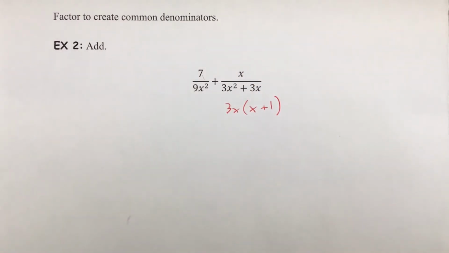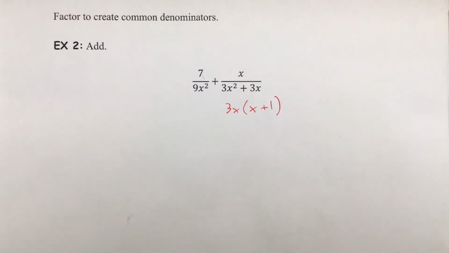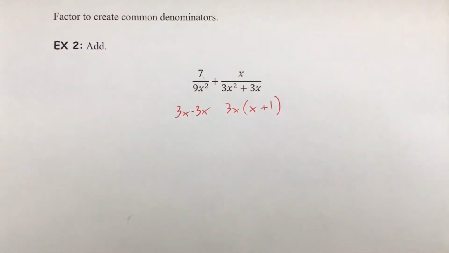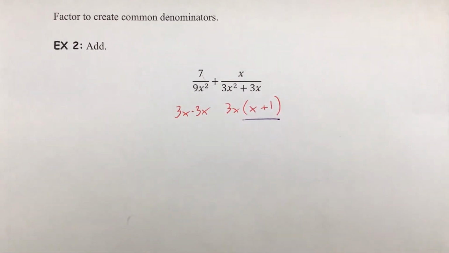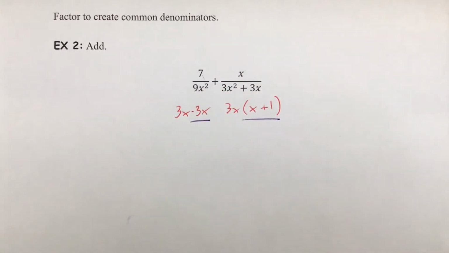Now seeing that in factored form is going to tell us what we might want to do with this monomial. I can actually split that into 3x times 3x. And now that I have this factored out, what I want to do is figure out what makes each one of them unique. They both have a 3x. That's in common. What is unique? This has an x plus 1. And over here, we have a second 3x. That is unique to that denominator. And whatever is unique, you're going to want to share it with the other fraction. And that's what's going to create your least common denominator.